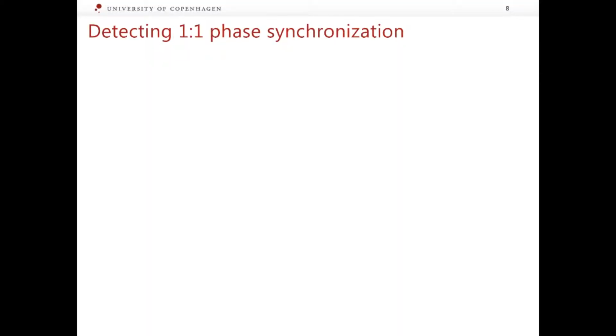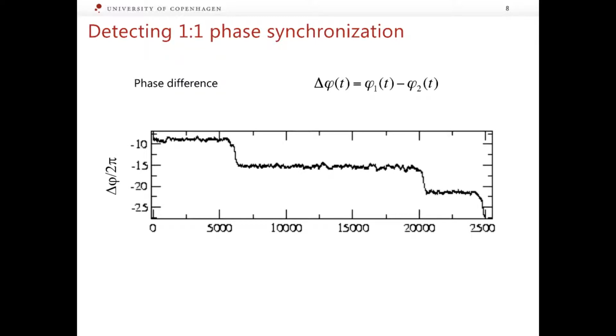Consider one-to-one synchronization. Suppose we introduced phases phi1 and phi2 for both interacting systems with any of the two methods discussed. Now, to assess the presence or absence of synchronization, we can construct the phase difference, delta phi, as a simple difference between the two phases. The phase difference changes in time. When plotting the phase difference, it might be convenient to divide its values by 2 pi, as done in the figure shown.